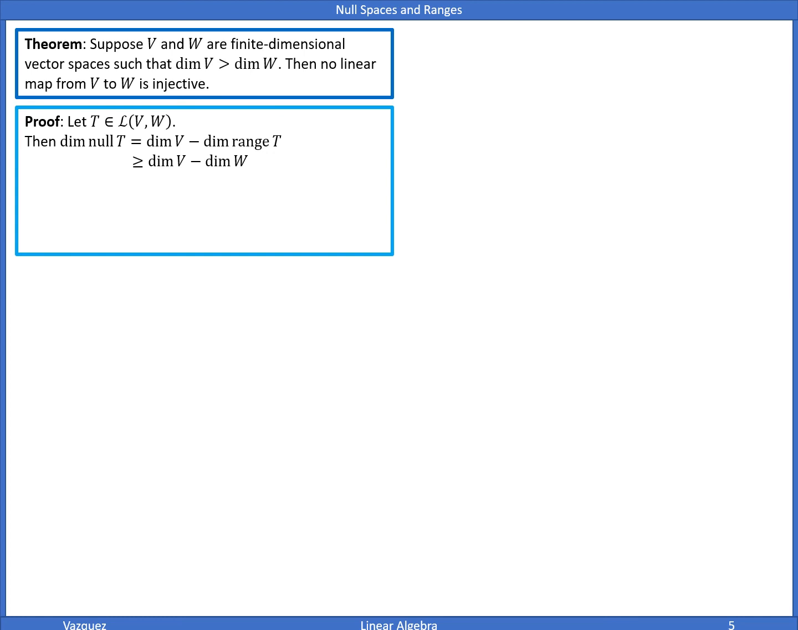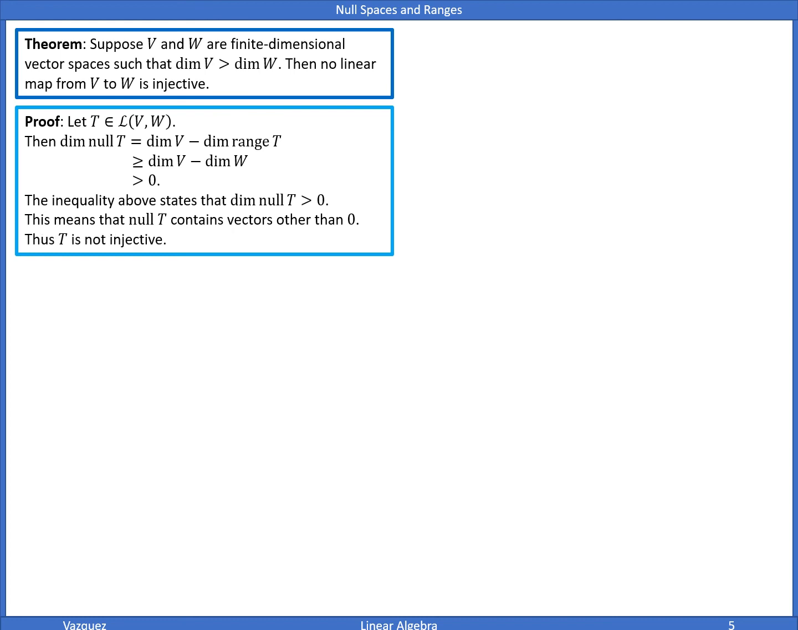And the dimension of null T, or sorry, this here, is greater than or equal to the dimension of V minus the dimension of W, because the range of T, if anything, is smaller than W. That's why we get that inequality, which is greater than 0. Therefore, the dimension of the null space of T is greater than 0, and we had stated before that for it to be injective, the only thing in the null space of T should be 0, so it should have dimension 0. And this means that the null space of T contains vectors other than 0. So T is not injective.